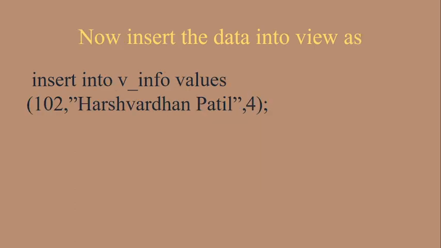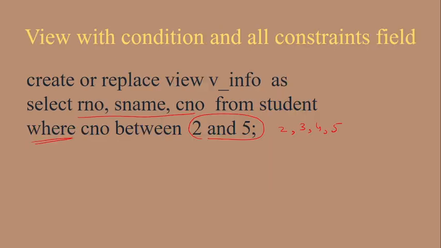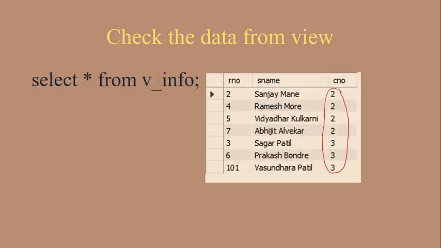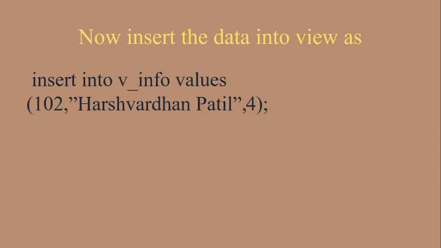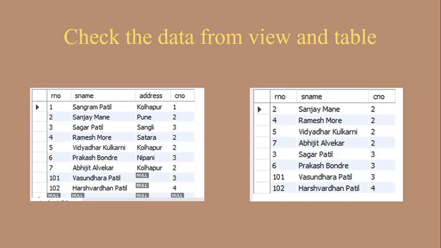Now, if we insert data like this, insert into v_info values 102, Harshvardhan Patil, my son, and roll number 4. While creating the view, we have mentioned 2 to 5, means 2, 3, 4, 5. And while inserting, I am inserting for course number 4. After insert, if you check the data, it will show you here 102, that is Harshvardhan Patil, and here also it will show you 102.